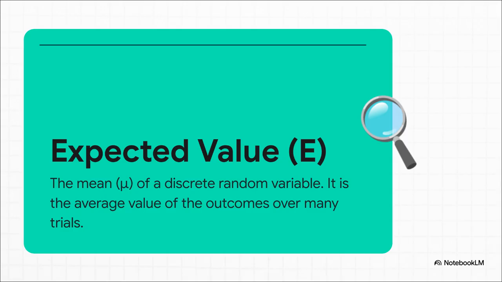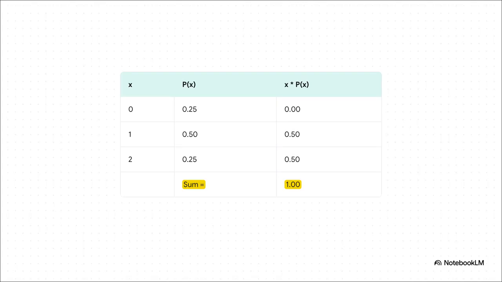Now don't let the fancy name fool you. It's just another way of saying the mean, or mu, of our probability distribution. It's the average result you'd get if you ran an experiment over and over and over again. So, how do we actually find it? Let's go back to our births example.